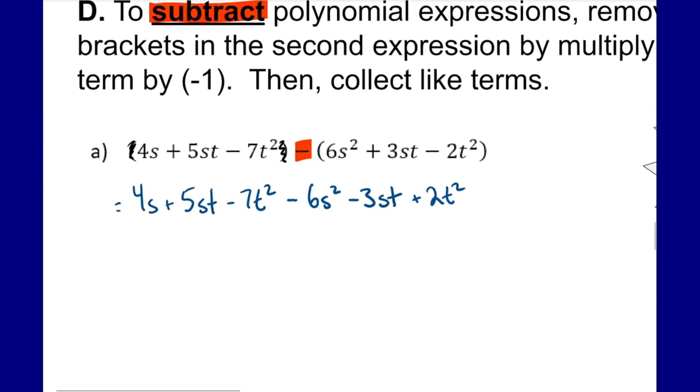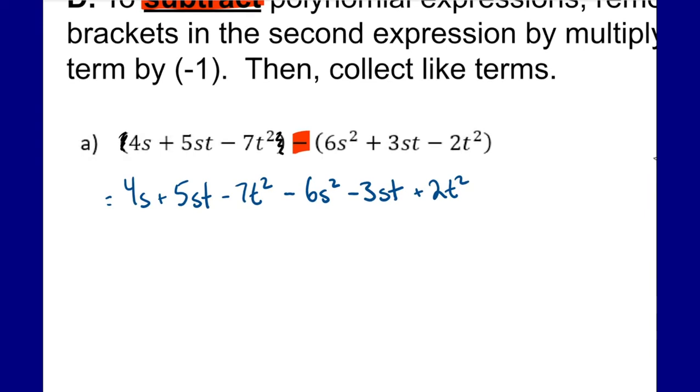Now that we've done that, we can look for our like terms. So we have 4s. Do we see any other s terms? No, we do not. For 5st, we look for terms that have an s and a t with it. We do see one of those terms. Then look for a term with a t squared. We see a t squared, and there's only one term left, so that is going to be on its own.